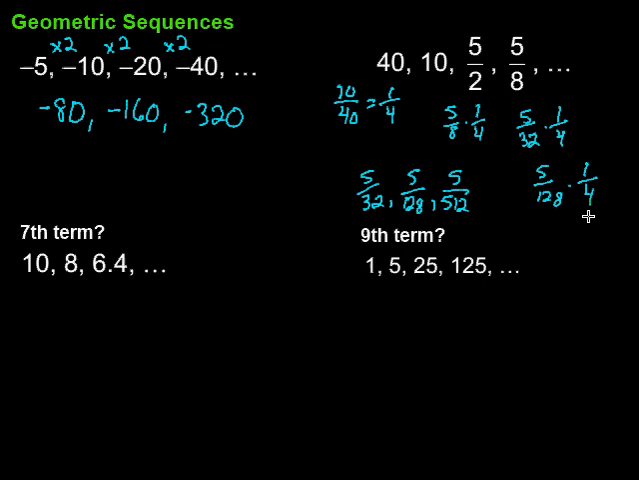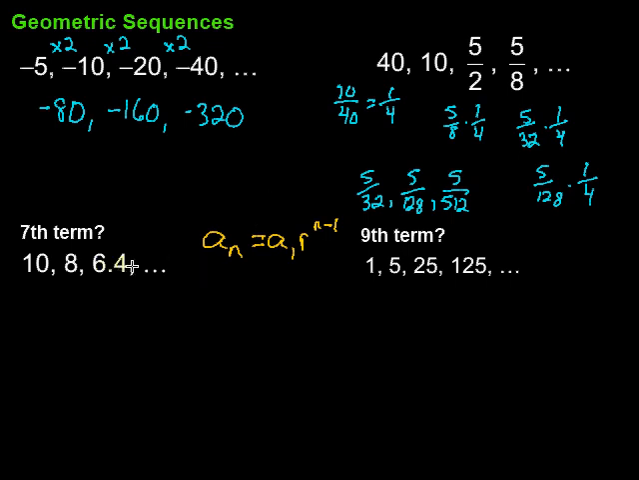So geometric sequences can both get larger and get smaller depending on what we're multiplying by with our common ratio. Okay, now that's one method for coming up with a specific term in a sequence, but we also have a formula that we can use. And that formula is this: a sub n, so the nth term, equals a sub 1, which is the first term in our sequence, times r, which is the common ratio, to the n minus 1 power.